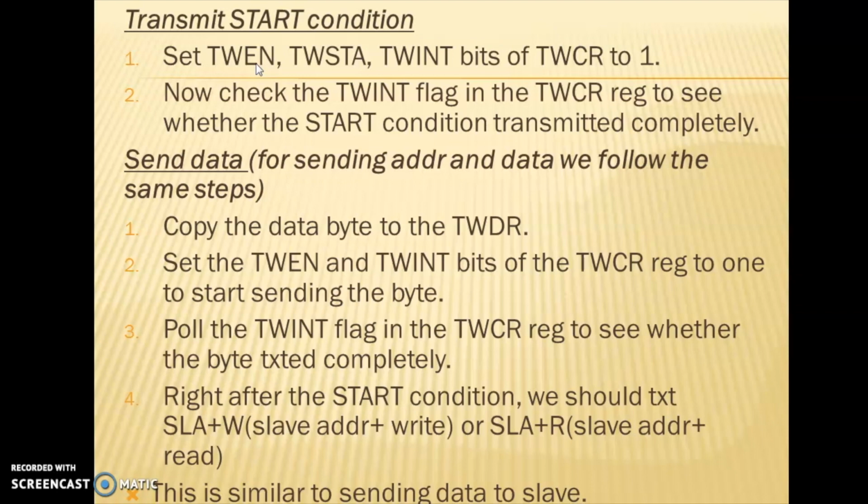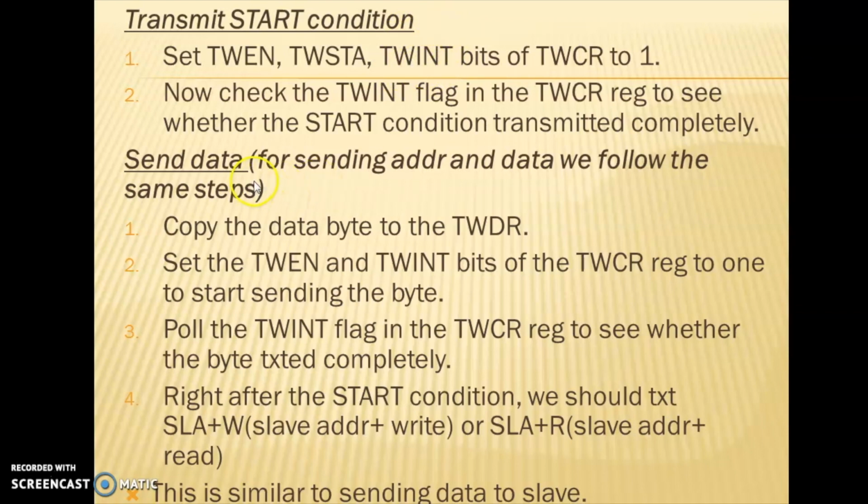In other cases, that is in the case of USART or SPI, we need to turn on the device only once. But in this I2C's case, we need to enable the device each time we send a bit. So to send a start condition bit, we are setting all these bits in the control register. Now we check the TWINT flag in the control register to see whether the start condition has transmitted completely. That is, this bit will become 1 after the start condition is transmitted.